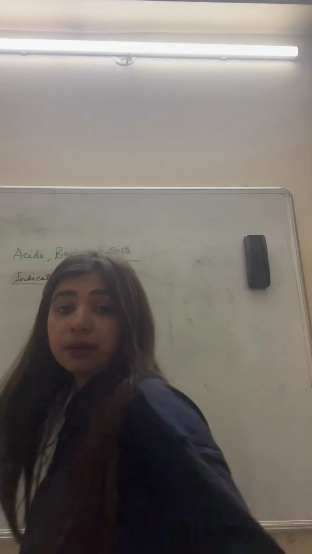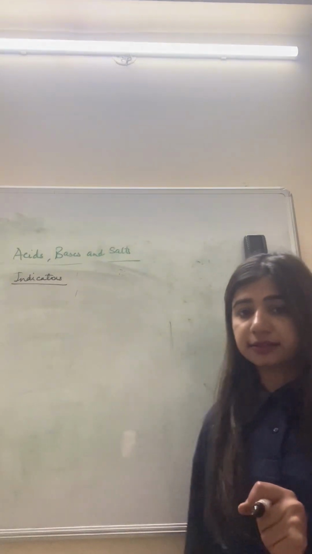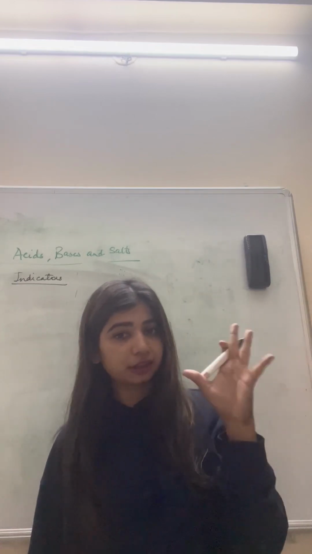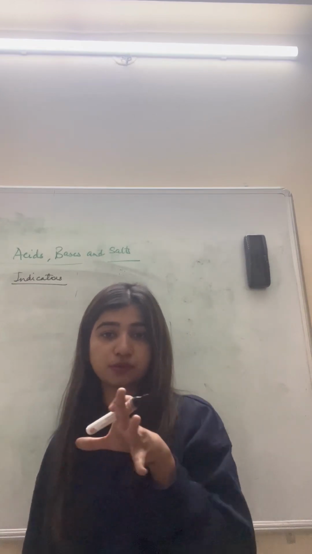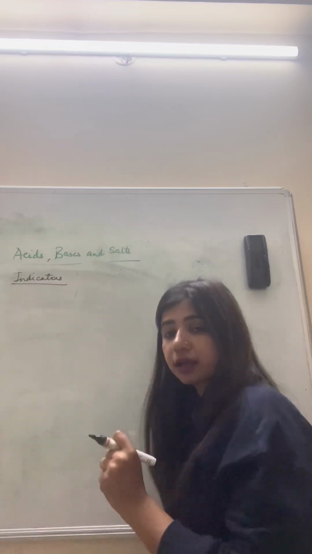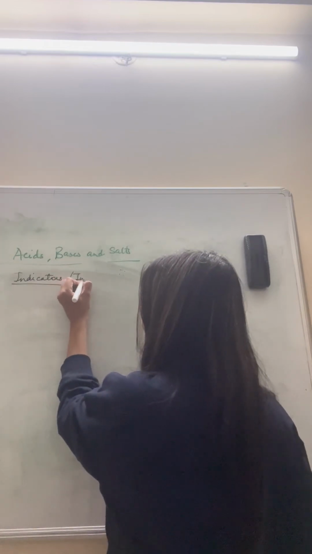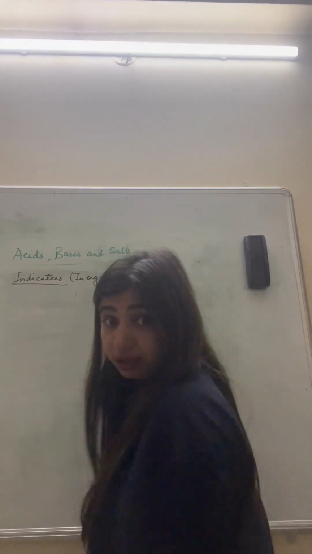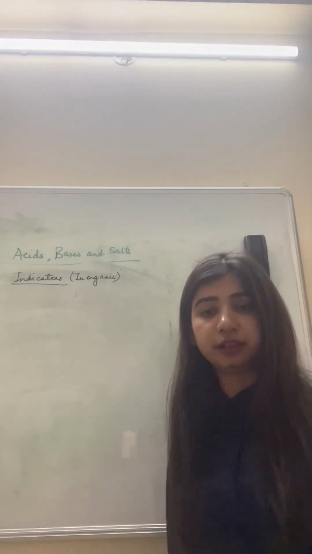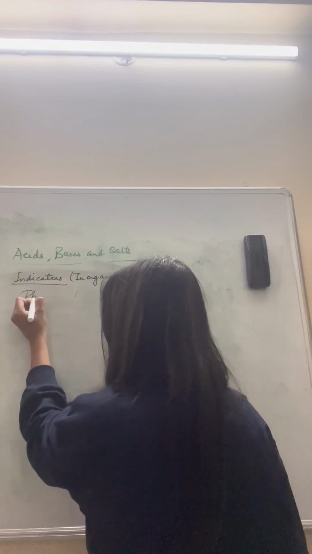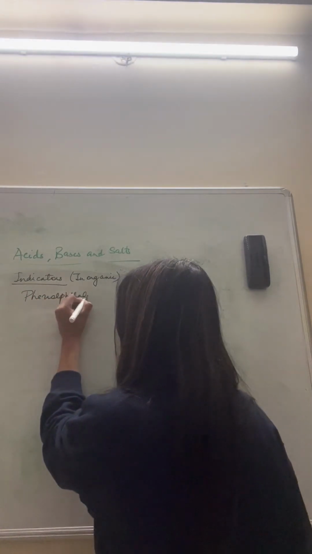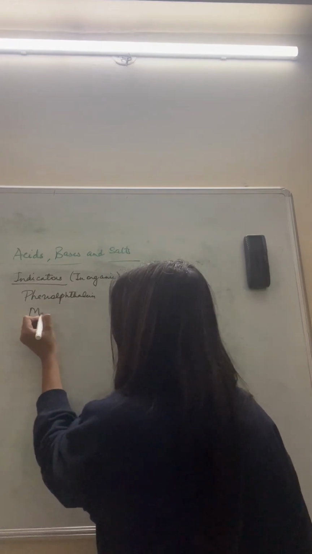So we will learn about inorganic indicators in this video. So earlier we have learned about organic indicators like litmus, turmeric, China rose. Now we will learn about inorganic indicators like methyl orange and phenolphthalein.